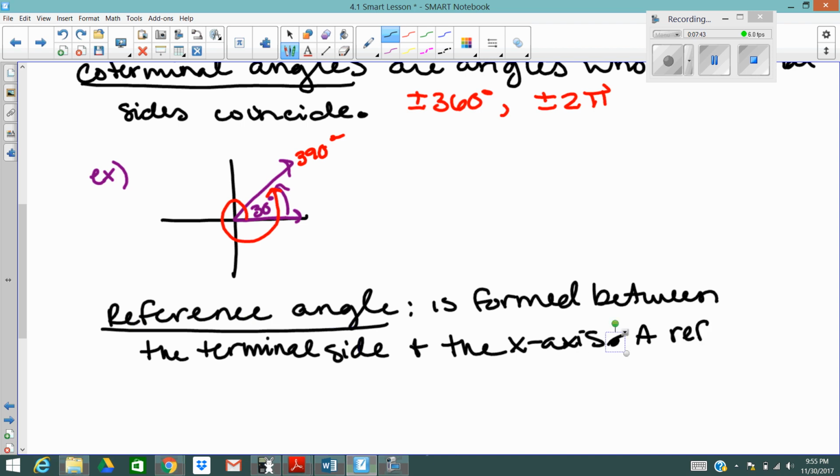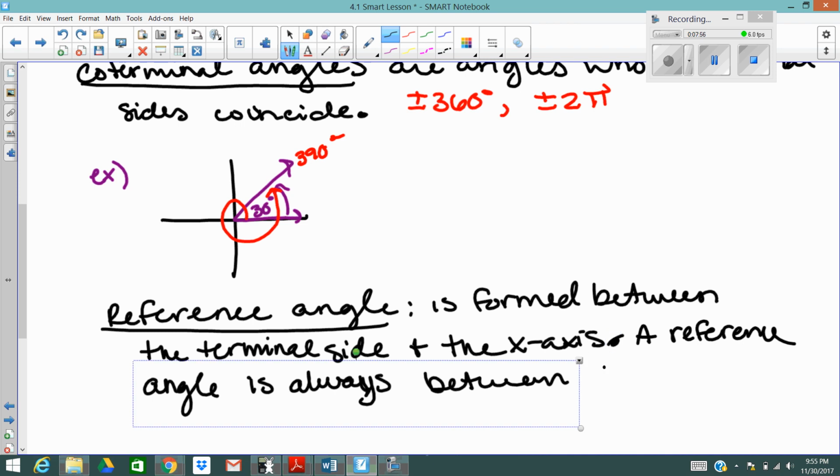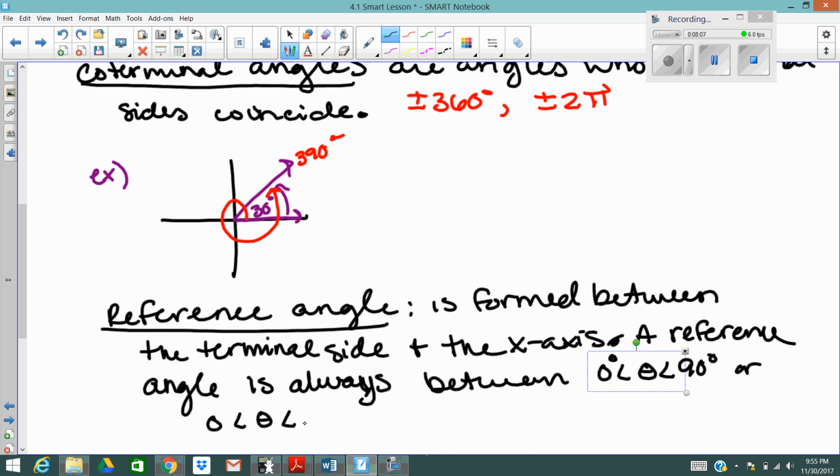A reference angle is always between, if you're in degrees, 0 and 90 degrees. If you are in radians, 0 and pi over 2 radians, which again, 90 degrees is pi over 2 radians. So reference angles are always acute and reference angles are always positive.